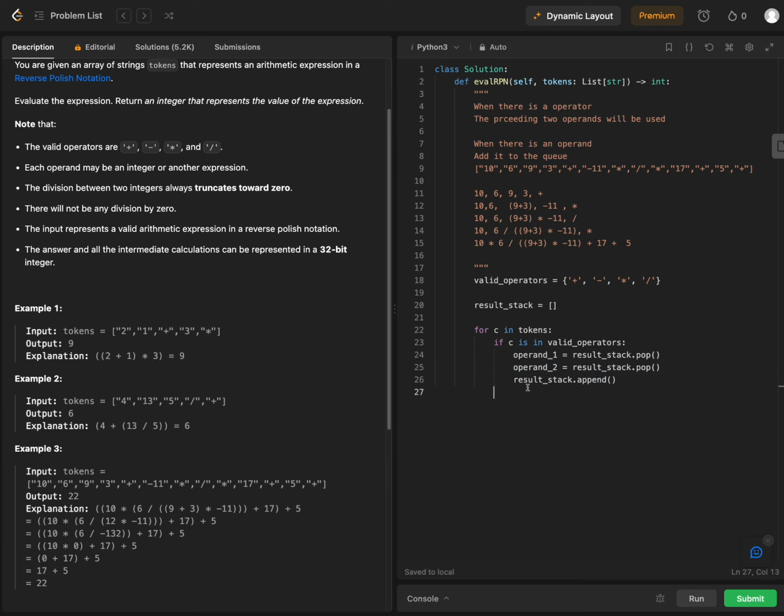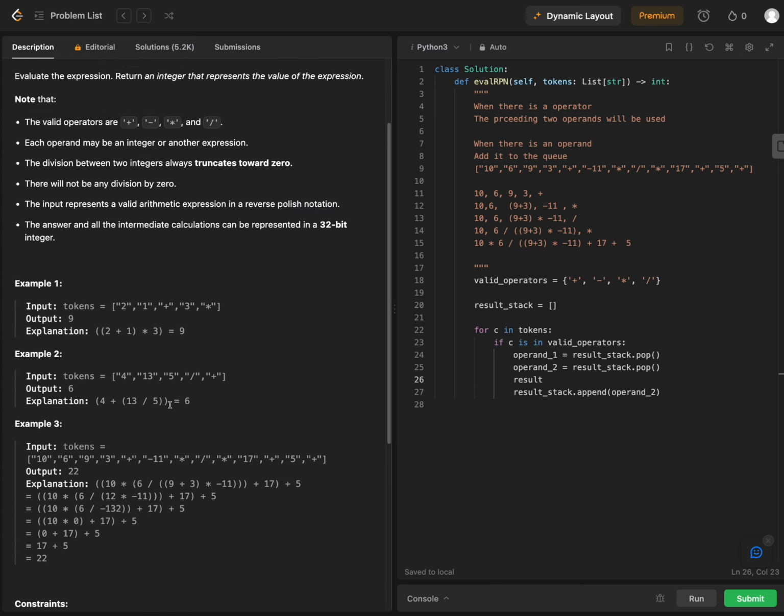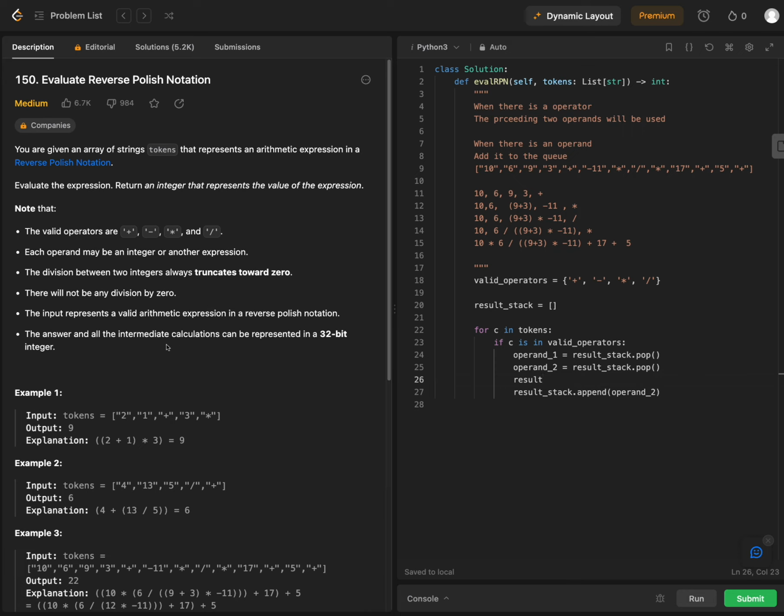And then okay, so now we have a result here. We have operand 1 and operand 2. Operand 2 will be the one below, operand 1 will be the one on top. So we want operand 2 and operand 1, right? Result is the mathematical operation applied to operand 1. So self.math operation, here we want to define this.